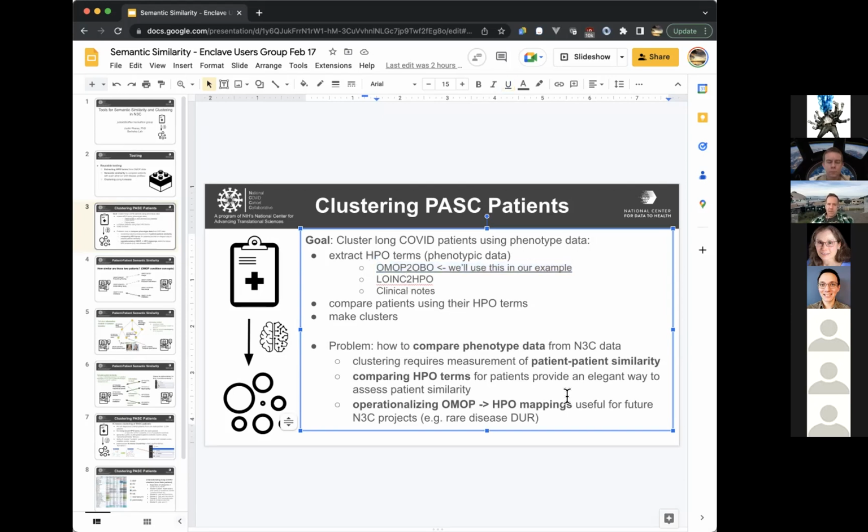There's also this stack called LOINC to HPO, which is what it sounds like. It's basically lab measurements to HPO terms. We use these two in the clustering paper. The code I'll show you will only use this.